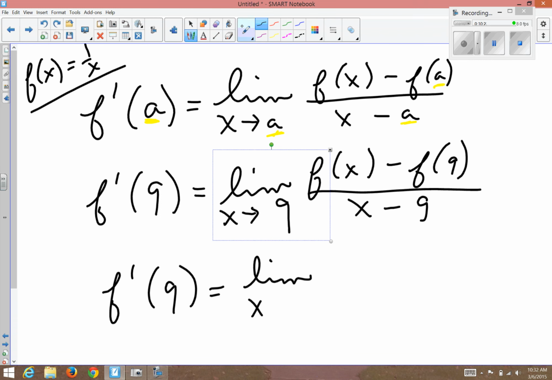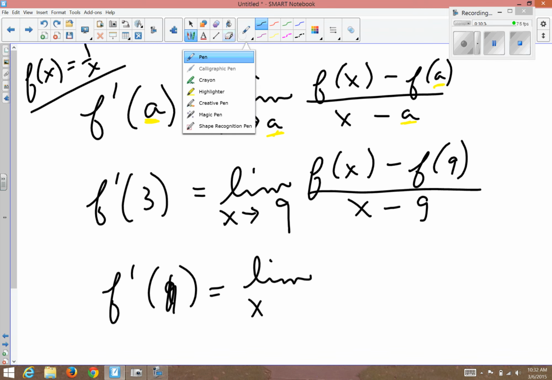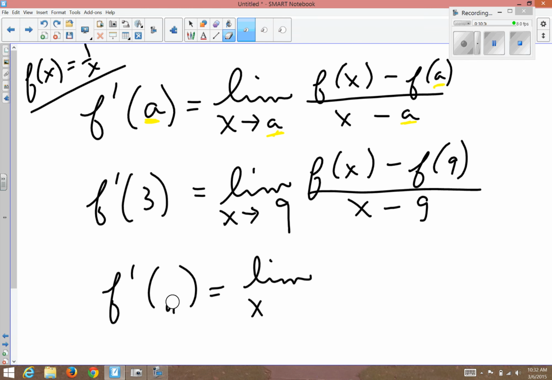Actually, sorry, gotta fix something. The question was at x equals 3. I'm sure you realized I made that mistake. So all of the x's have to be 3's. Fixing the mistake. The question was find the derivative at x equals 3, not x equals 9. So that needs to be a 3, that needs to be a 3, and that needs to be a 3. All the a's are 3's in the question. X approaches 3. F of x minus f of 3 all over x minus 3.